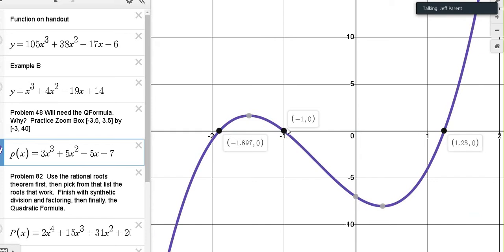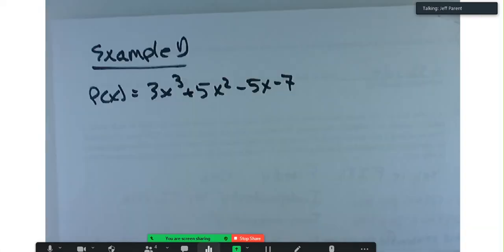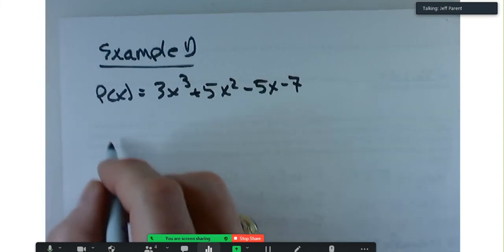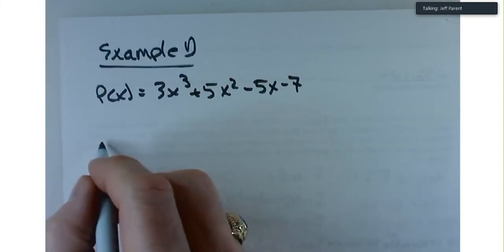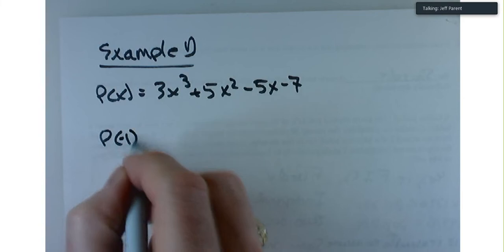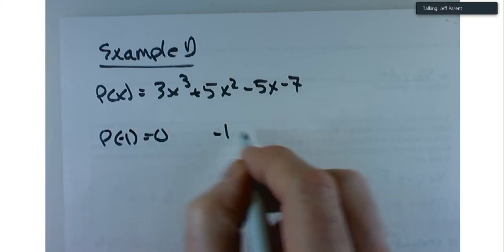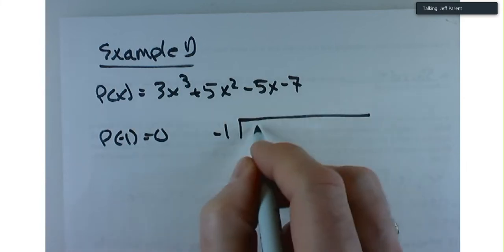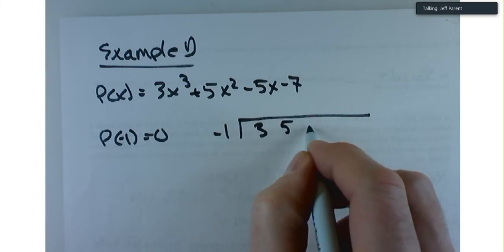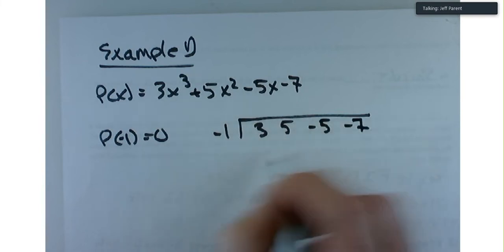Right here, the graph crosses at x equal -1. Perfect. Now, we could have gotten that off the rational root theorem, but you know what? We didn't need to. So why make our life harder? But this is what we're going to do. We're going to start out with synthetic division. So it's going to be p of -1 should be 0. So let's test that. -1 into 3, 5, -5, and -7.